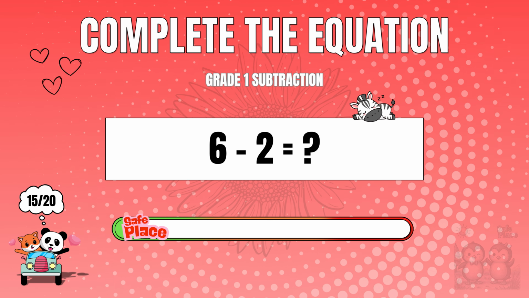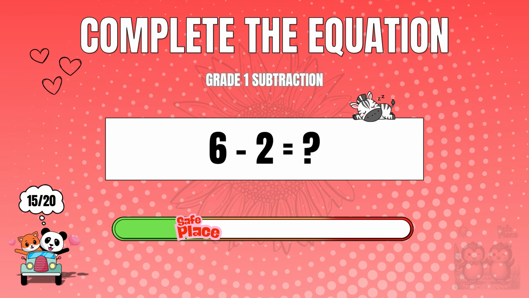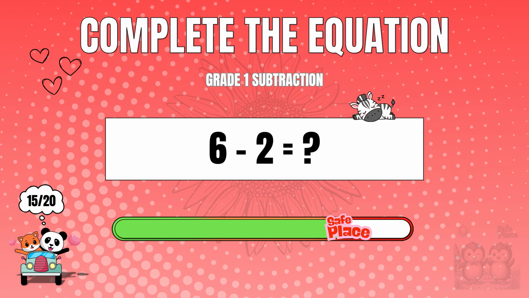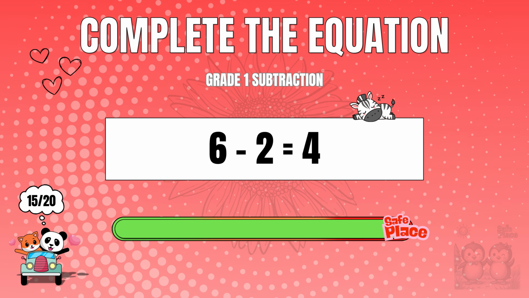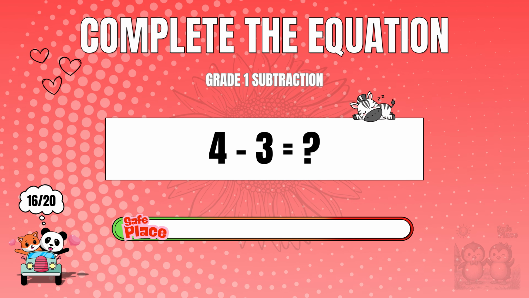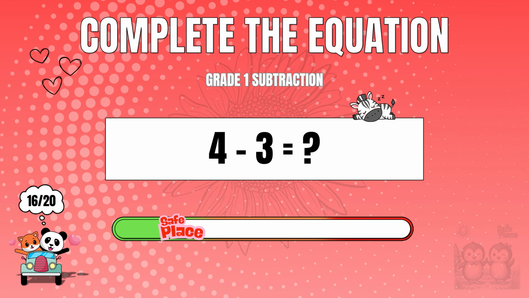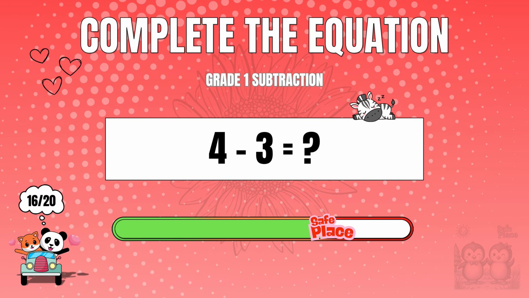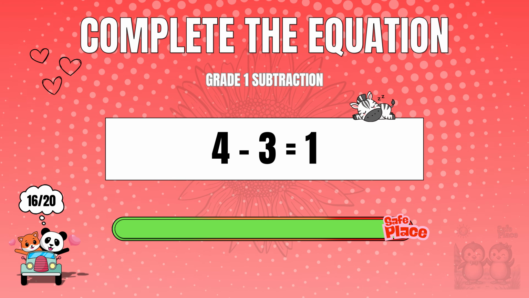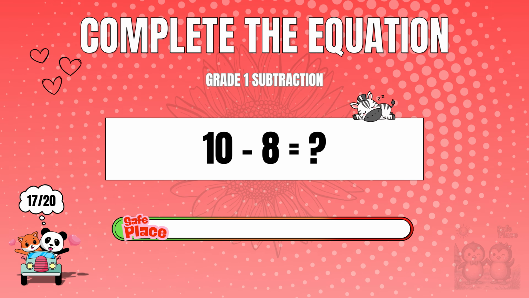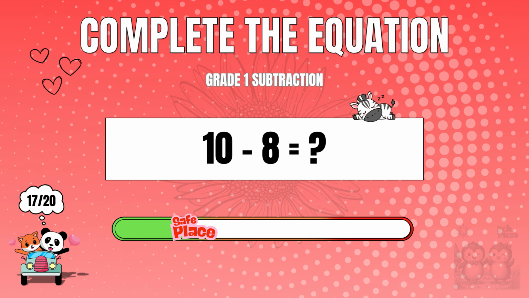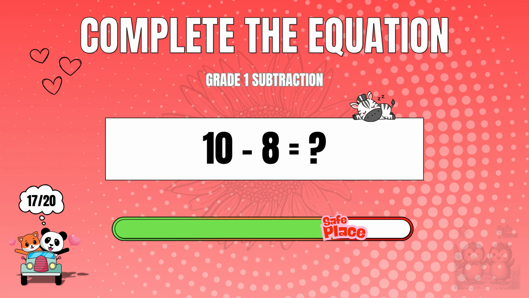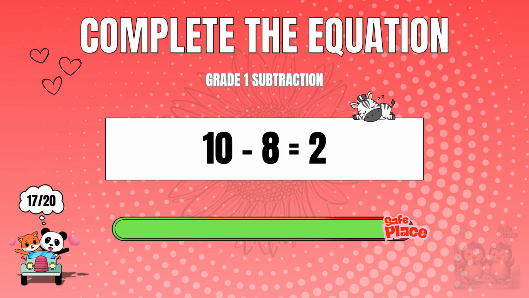6. What is 6 minus 2? Three, 2, 1. Well done. It's 4. Here's a small one. 4 minus 3. Three, 2, 1. That makes 1. Almost there. 10 minus 8. Three, 2, 1. Nice. 2.